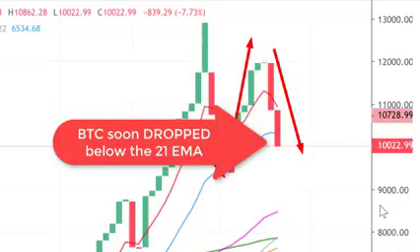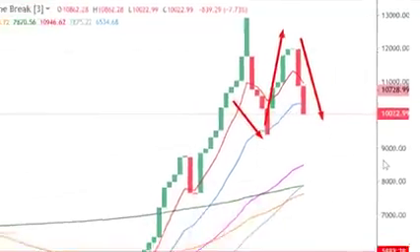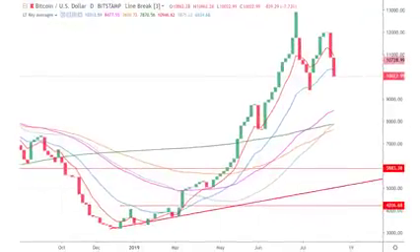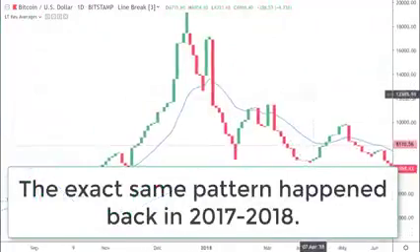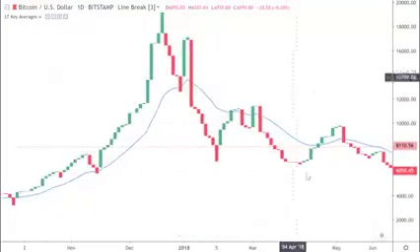You're probably thinking, well, what's the big deal? Why is that worrying me? Because the exact same thing happened. Take a look at this. The exact same thing happened in 2017 and 18.